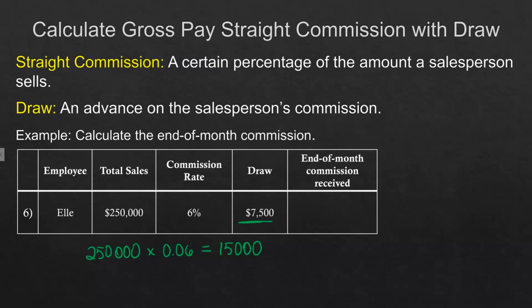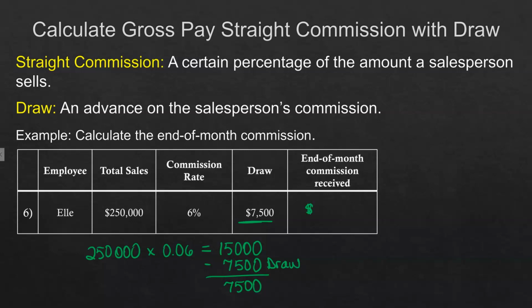And then we have to subtract the draw, right? They've already received that draw. And so, this person's making some pretty good money, right? And a lot of times salespeople do, because it is based on how much they can sell. And so they only get the $7,500.